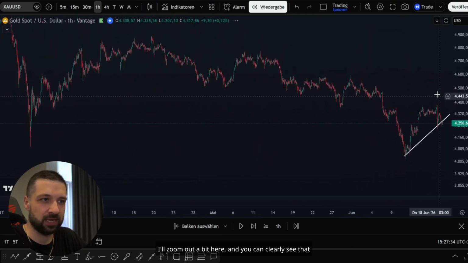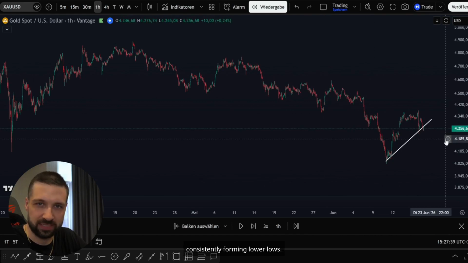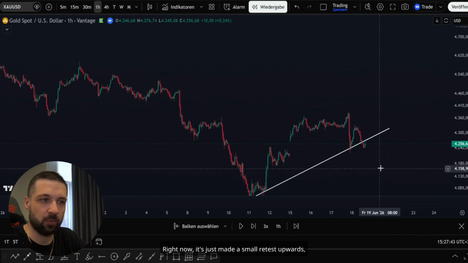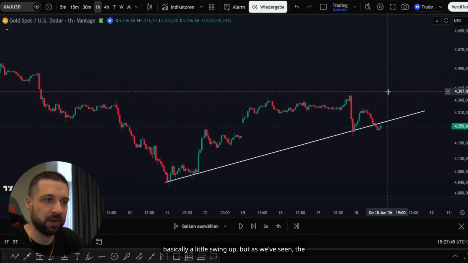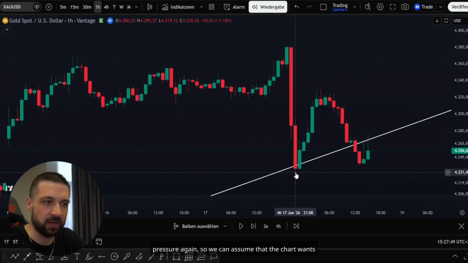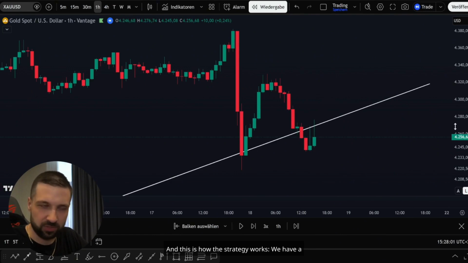I'll zoom out a bit here, and you can clearly see that the chart is moving in a downward direction, consistently forming lower lows. Right now, it's just made a small retest upwards, basically a little swing up, but as we've seen, the last few candles have brought significant downward pressure again, so we can assume that the chart wants to go even lower. And this is how the strategy works.